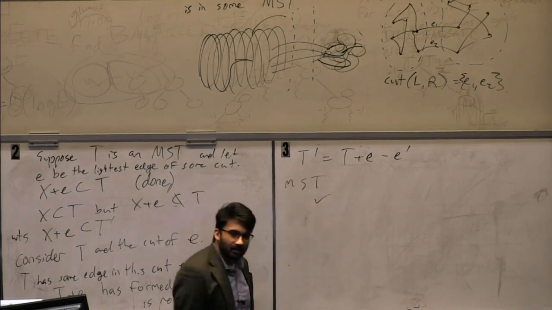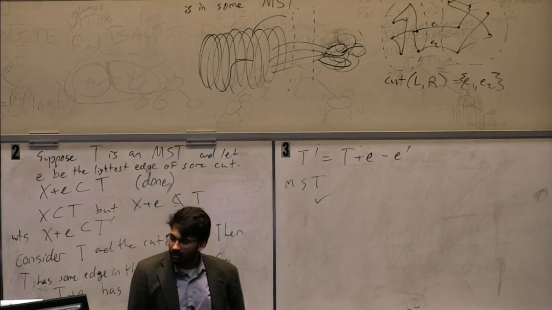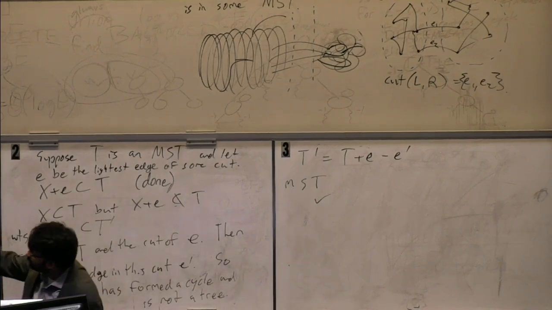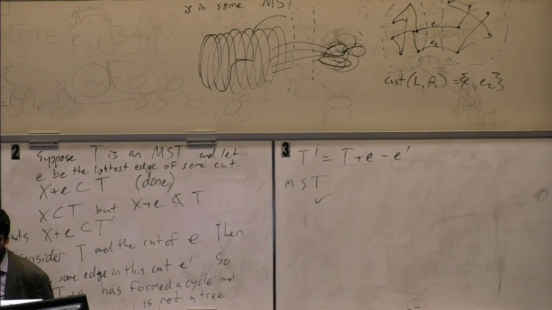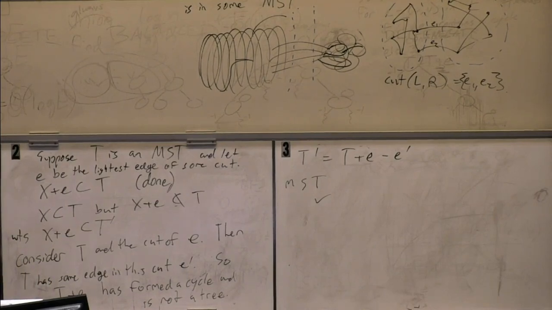Is it spanning? Well, T was spanning. So there's a path from every U to V still. But now, if U and V are in different parts of the cut, the path from U to V goes through E instead of E prime now. So it goes around the long way, but simply by the fact that this was spanning in T, now the path is a different bridge. This bridge burned down, you go to this other bridge. There's still a way to connect. So it is spanning.